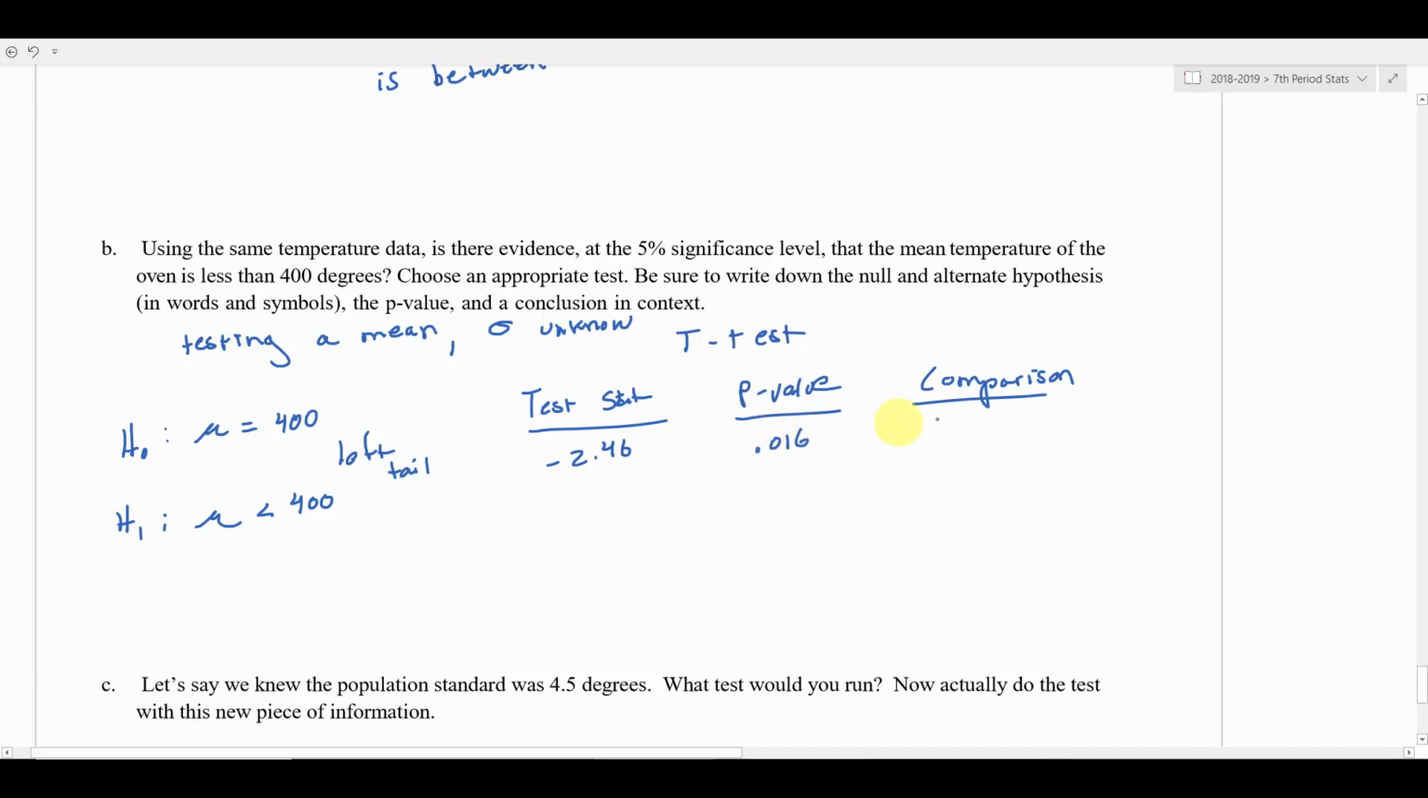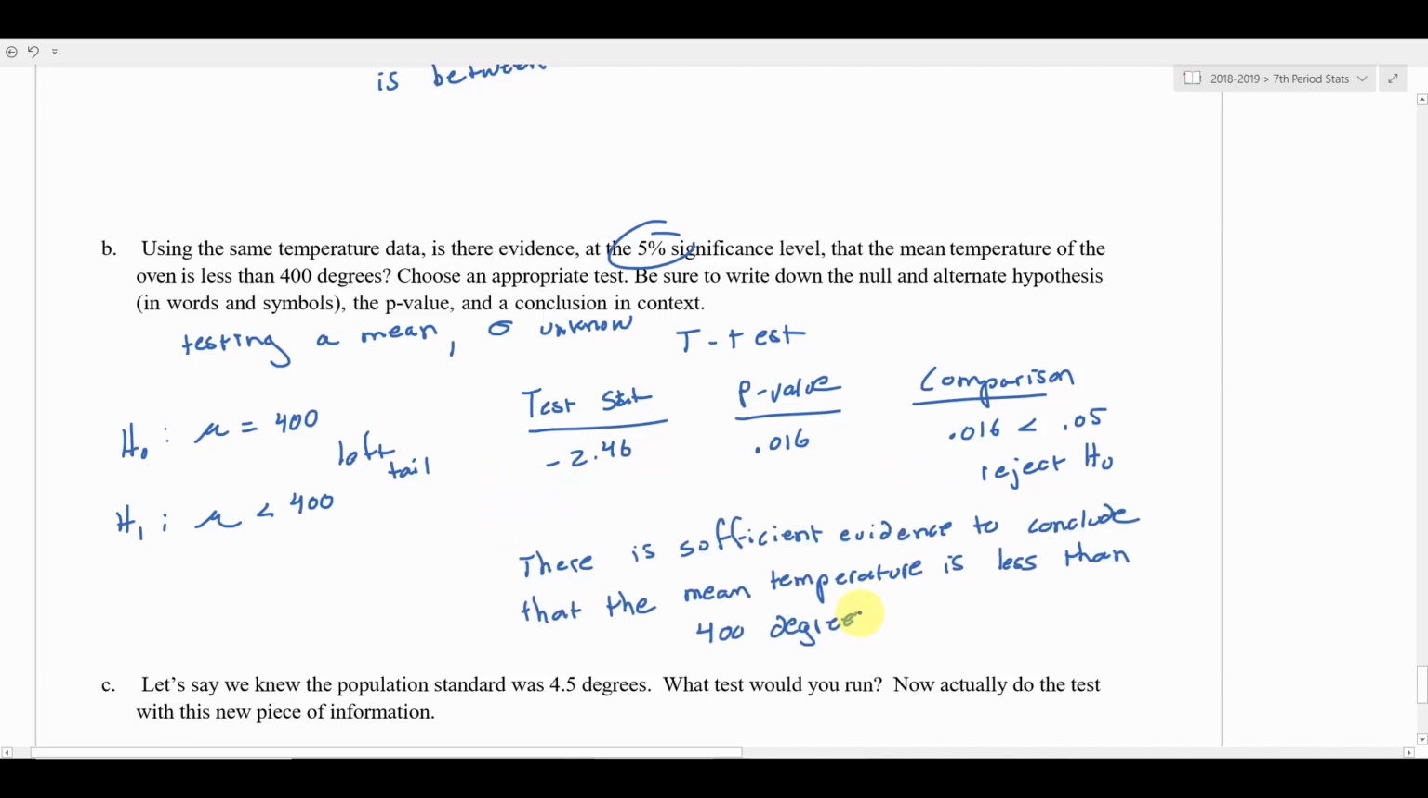Okay, so then we compare. I'm going to take that 0.016. We have to know, is that rare enough? And compare it to our significance level, which was 0.05, right? So we are less than, which tells us to reject. So we reject the null hypothesis, and then we write our concluding statement. So there is sufficient evidence to conclude that the mean temperature is less than 400 degrees.